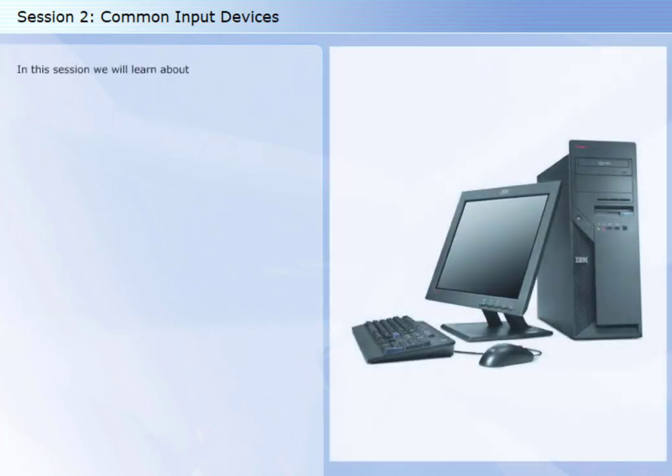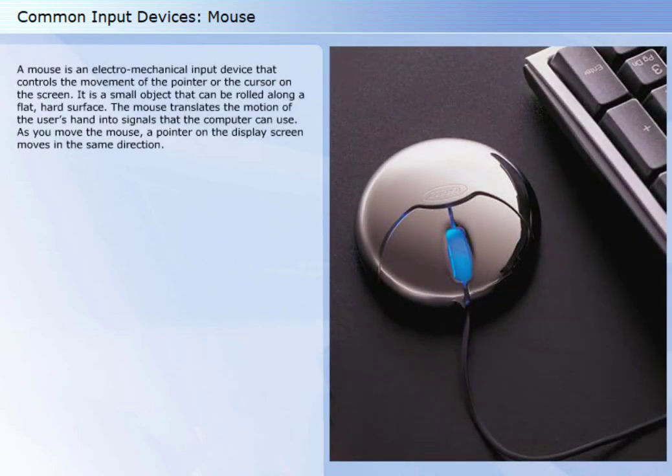In this session, we will learn about the mouse and the keyboard. A mouse is an electromechanical input device that controls the movement of the pointer or the cursor on the screen. It is a small object that can be rolled along a flat, hard surface. The mouse translates the motion of the user's hand into signals that the computer can use. As you move the mouse, a pointer on the display screen moves in the same direction.